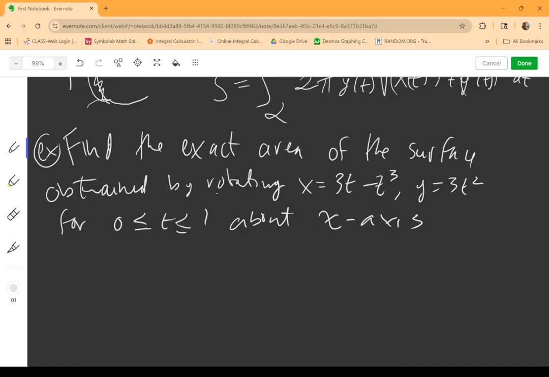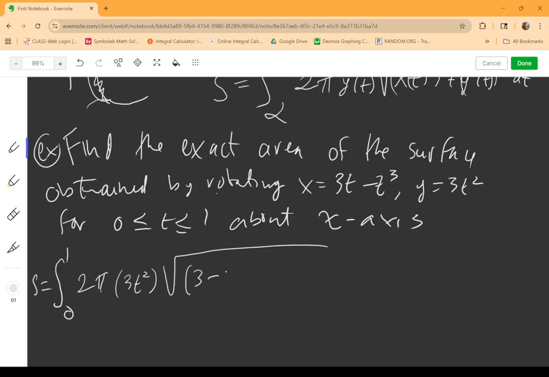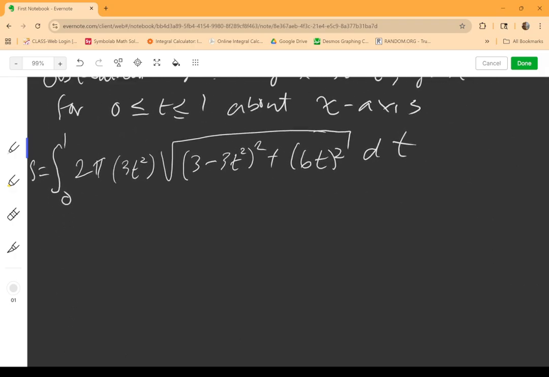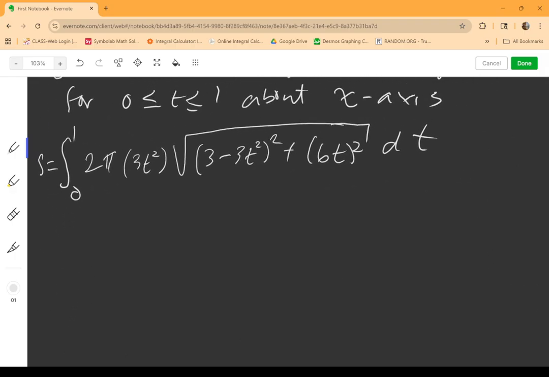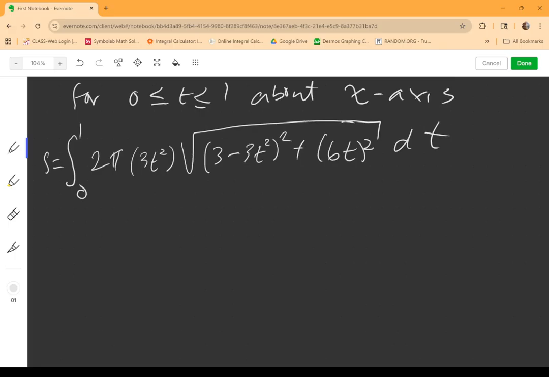All right, so here we just plug in our formula, right? So the surface area, with limits from 0 to 1, we have 2 pi, and then my y, which is 3t squared, times the square root of x prime, so x prime will be 3 minus 3t squared, squared, plus y prime, which is 6t, squared, dt. All right. So now let's start to simplify, see how I'm going to be able to evaluate this integral.